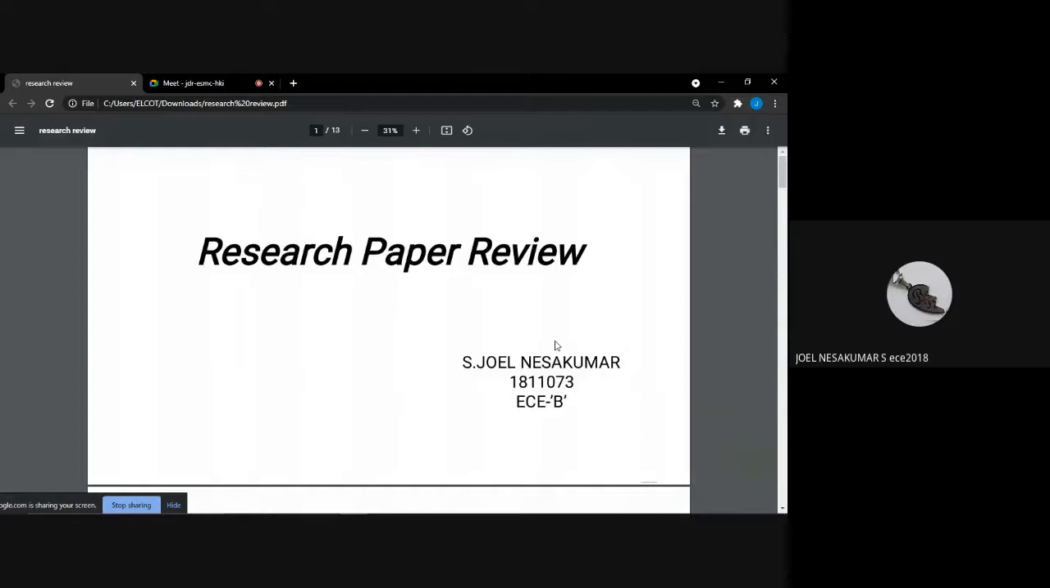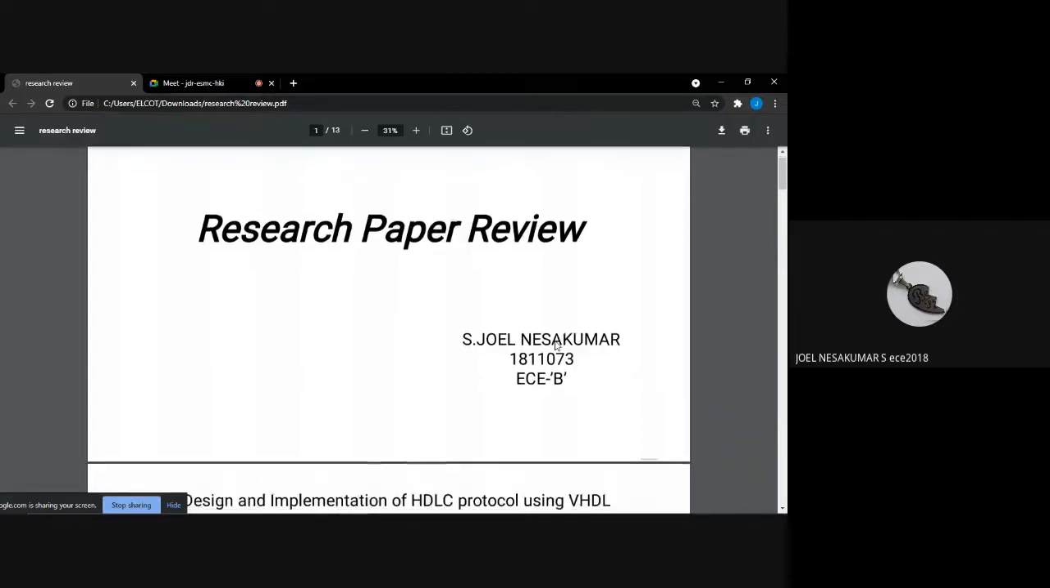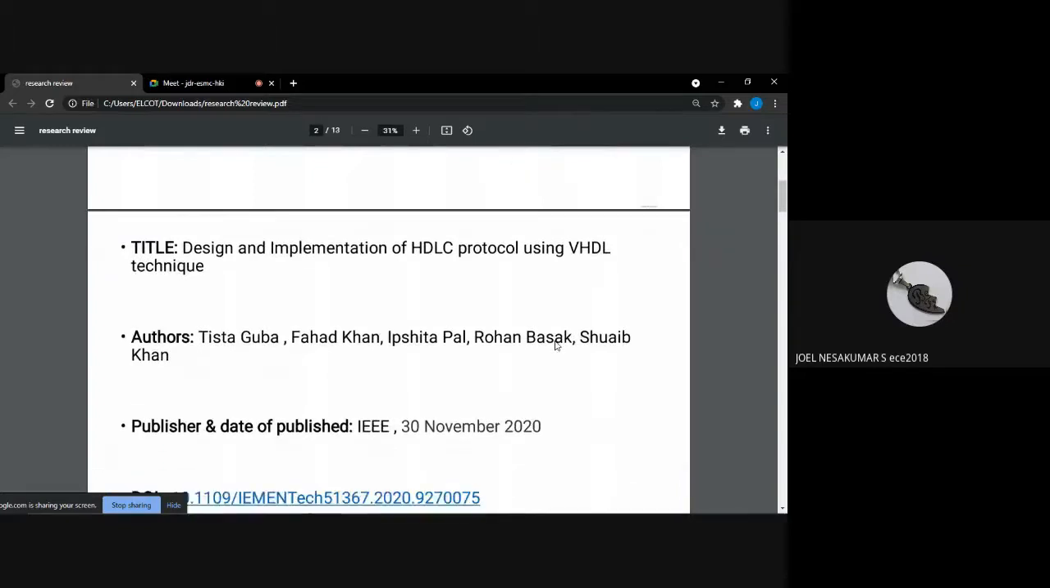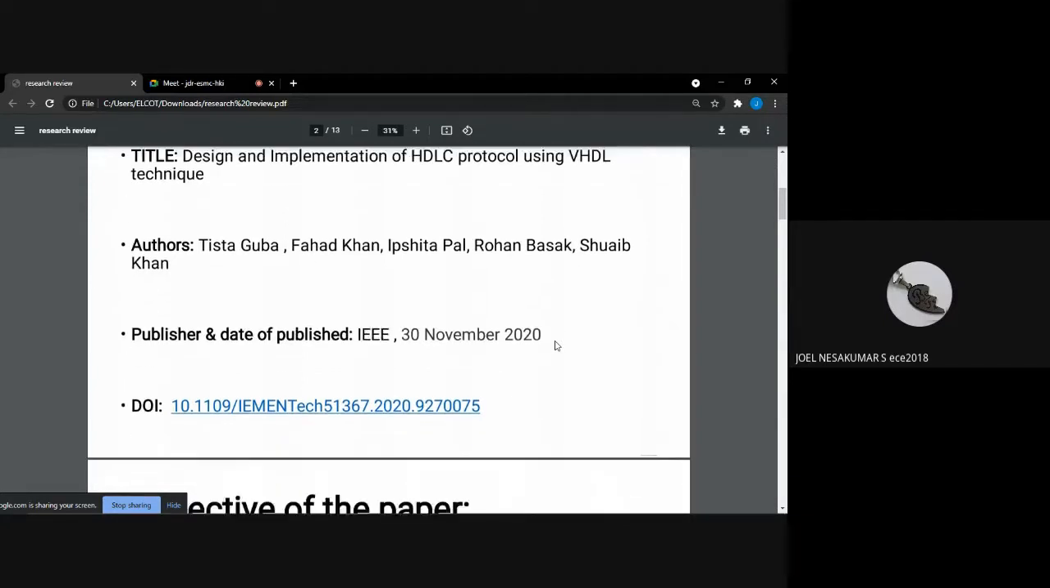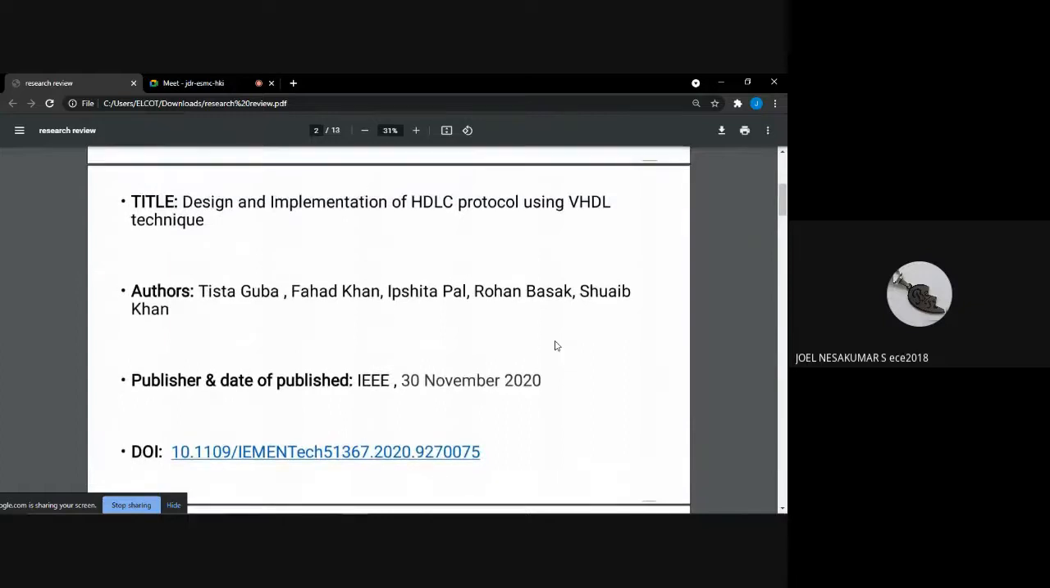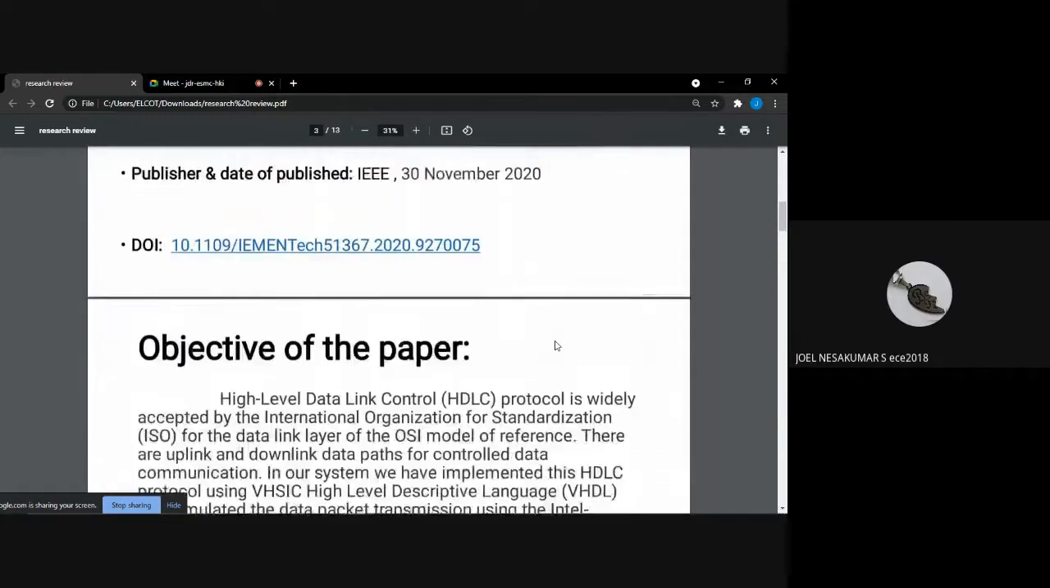Today I am going to make a review about a research paper, networks domain. The title of the paper is Design and Implementation of HDLC Protocol using VHDL Technique. The authors are Tista Guba, Fagad Khan, Ipsita Pal, Rogan Basak and Sayed Khan. The publisher is IEEE and the date of publication is November 30, 2020. The DOI number is here.